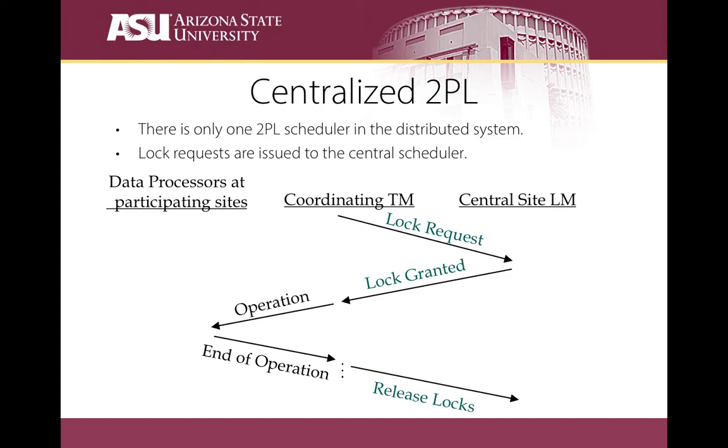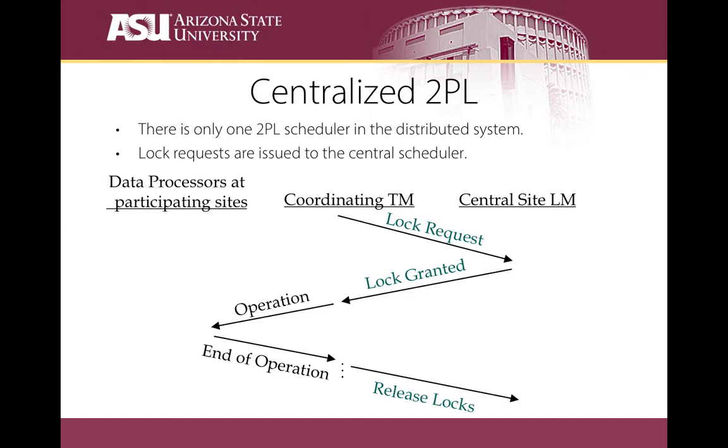So the transaction manager now knows that, yes, the lock is granted for this data item. What is it going to do then? It has to perform the operation, right? So it will send a signal to the corresponding data processor and ask it to perform the operation. The operation could be a read or write on the data. So it will ask the data processor to process the operation.